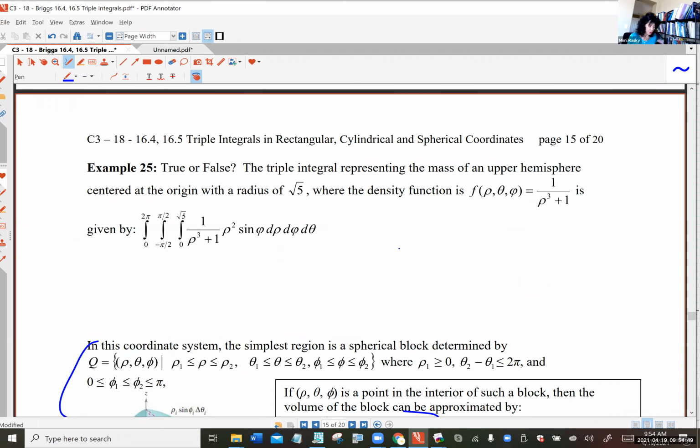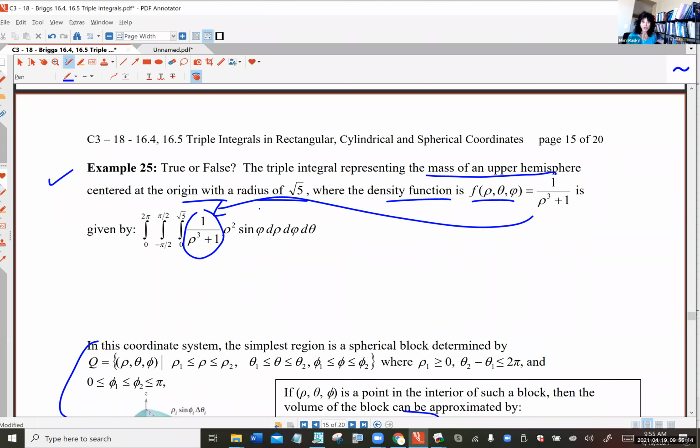Let's do a quick true false, and then we'll do a quick integral, and then I'll call it. So the triple integral representing the mass of an upper hemisphere centered at the origin with radius square root of 5, where the density function is f of rho, theta, and phi equals 1 over rho cubed plus 1. When you do a mass problem, you always want to put your density function right there in the integrand.